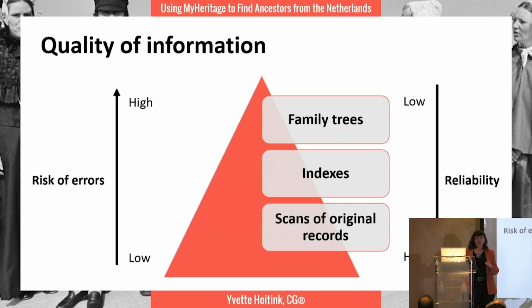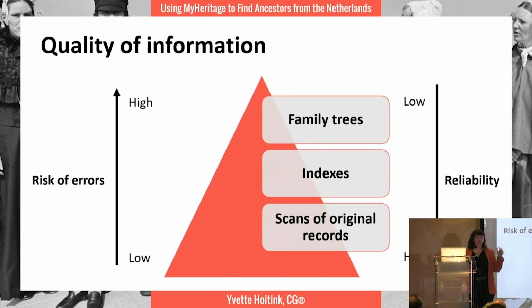One thing I want to make sure is understood is that the quality of information you can find on a website like MyHeritage can vary. So the most reliable, with the least chance of errors, are the original records. The scans of things we can see, we can read what the people wrote down at the time. Of course, there can be errors in that. People lied, people made mistakes. But if you then create an index of that record, you may make a typo or you may omit information. So indexes have a little more chance of error.